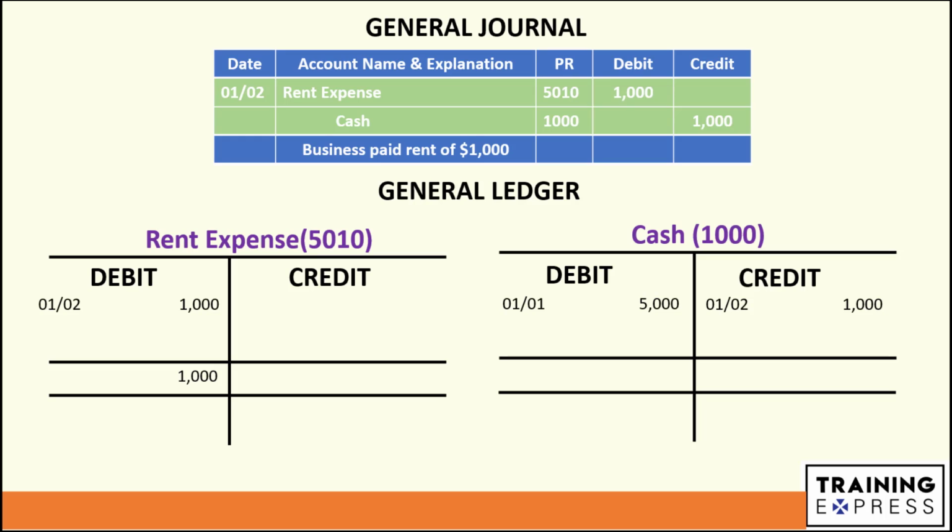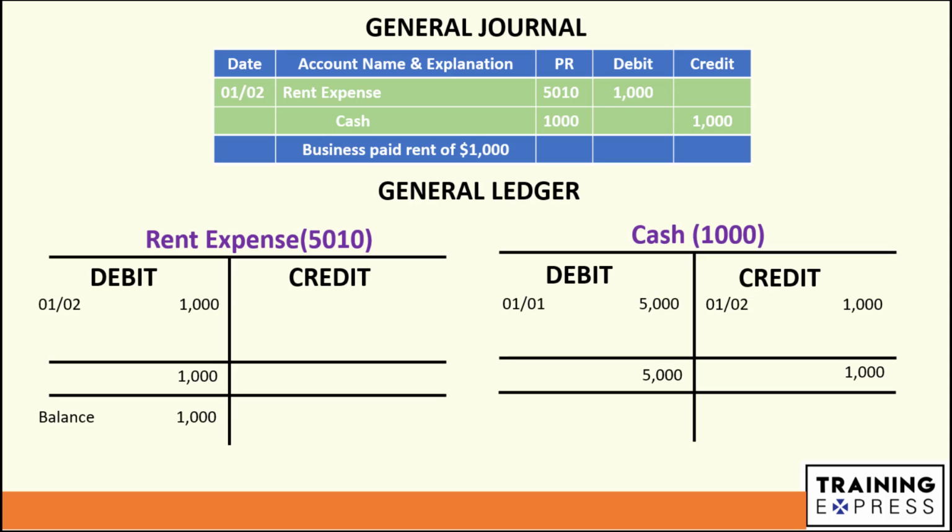In other words, there is no transaction on the credit side, so the credit side total will be 0. So we can easily obtain a debit balance of $1,000 for the rent expense account. Now let's move to the cash ledger and total each side of the account. First of all, the total debit side balance of the cash is $5,000 and the total credit side balance is $1,000.